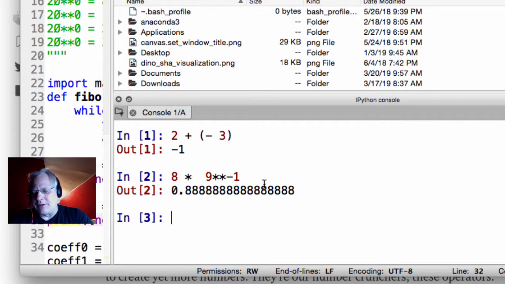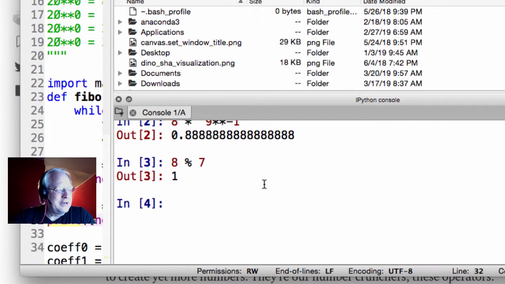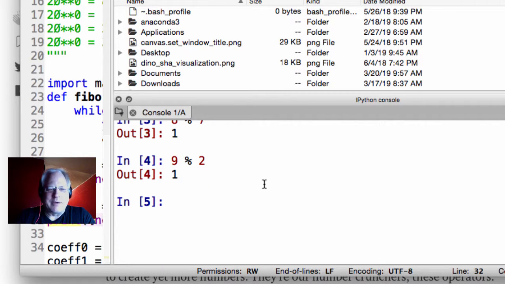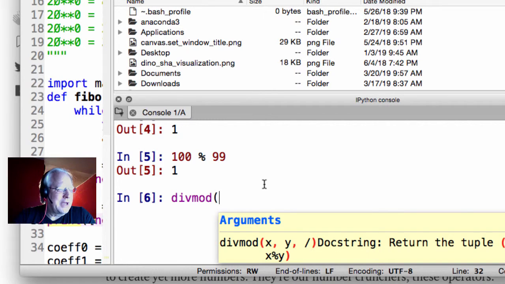And then the question is, do we ever learn about the modulo operator? Div mod is another one. And in Python, it's like if I have 9, how many times does 2 go into that, and what's the remainder? And we know the remainder would be 1. If I have 100, how many times does 99 go into that? Well, obviously once, and the remainder is 1. The divmod, we can get some help on that.